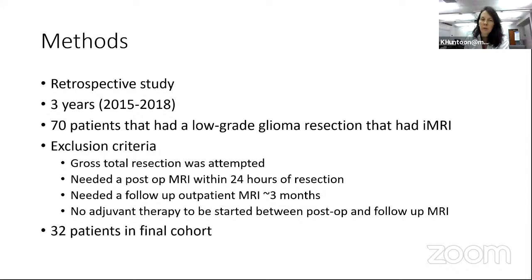Like I mentioned earlier, we wanted our post-op MRIs within 24 hours, because some of the blood products and scarring that can happen after 24 hours may alter the imaging. We wanted approximately a post-op outpatient MRI done at 3 months. We also wanted to ensure that none of these individuals underwent any adjuvant therapy between the post-op MRI and the follow-up MRI. Once we had that exclusion criteria, we were left with 32 patients in our cohort.